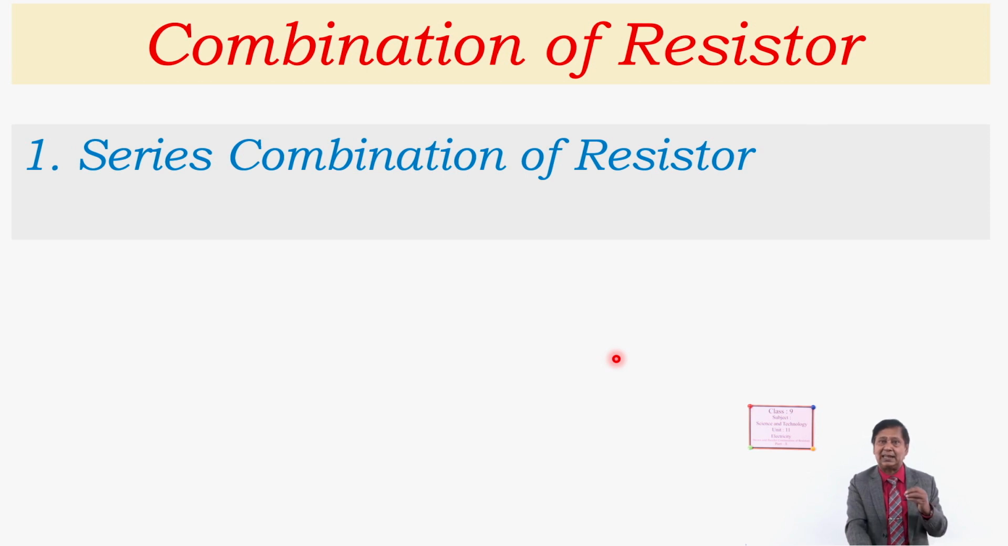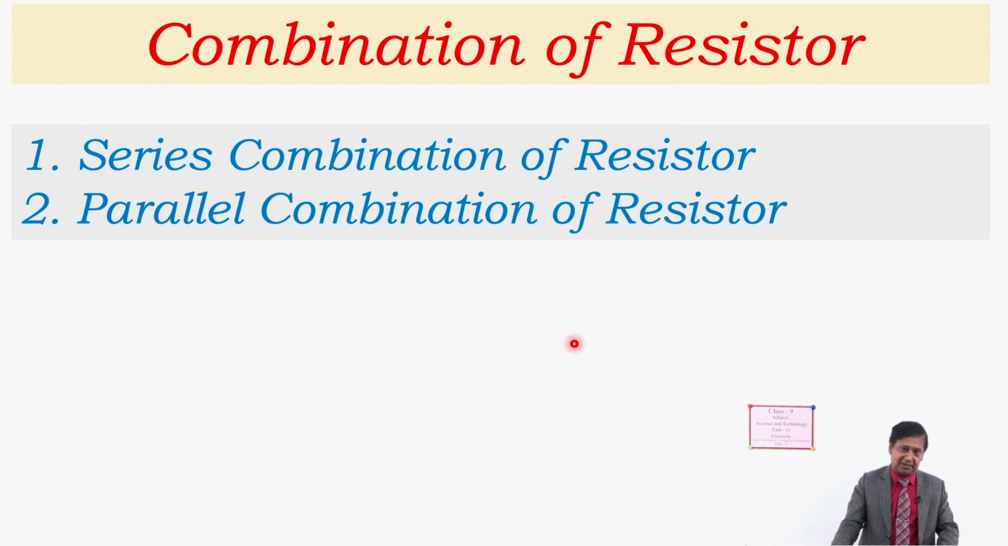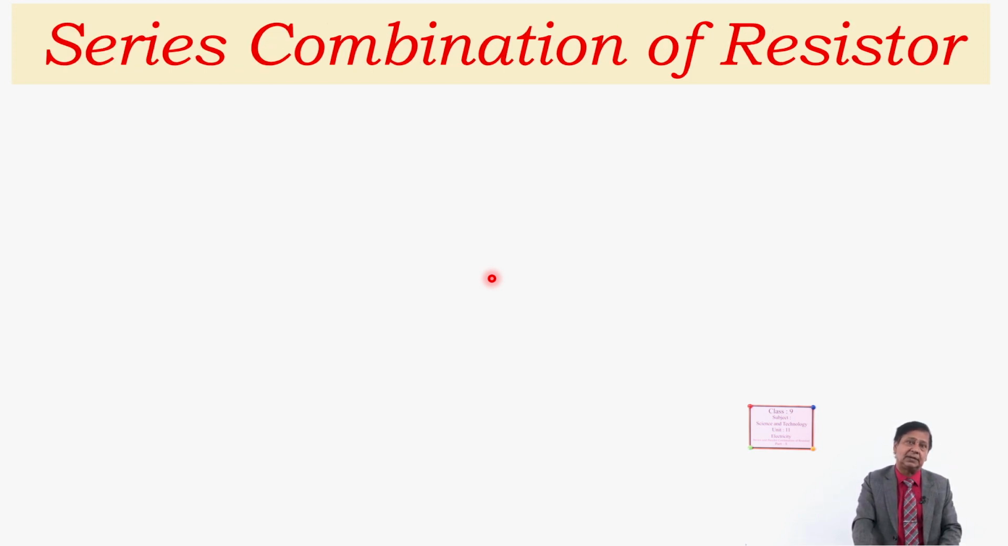One is series combination of resistor, another is parallel combination of resistor. What is it? If appliances are connected to each other, then we can say that resistors are connected to each other. And the appliances may be connected in series or appliances may be connected in parallel also. Okay, what is series combination of resistor? How can we define this?